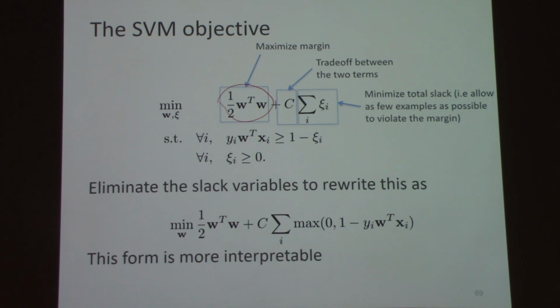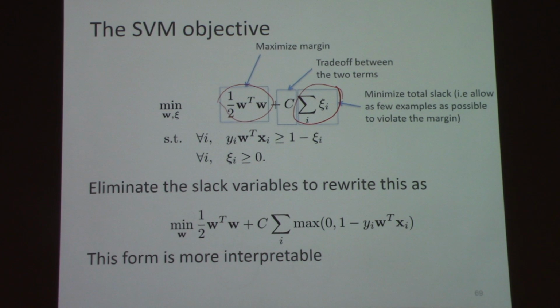And maximizing margin, you can prove, is equivalent to minimizing the norm of the weight vector. That's the first term. The second term here is the sum of the slacks. Basically, your data set might not be linearly separable, so you allow the learning algorithm to decide, I'm going to ignore certain examples in computing the margin.